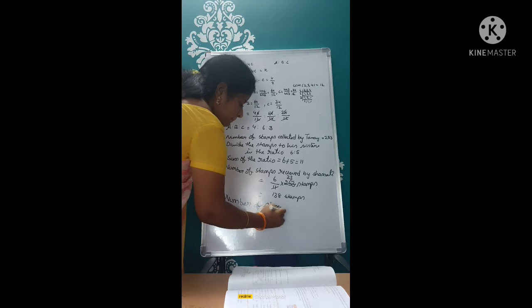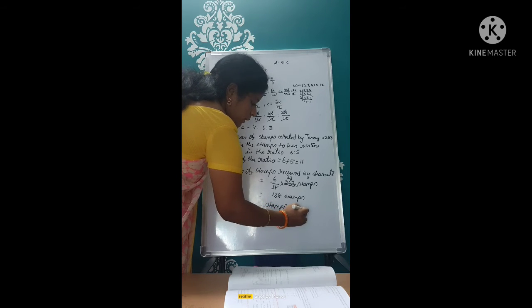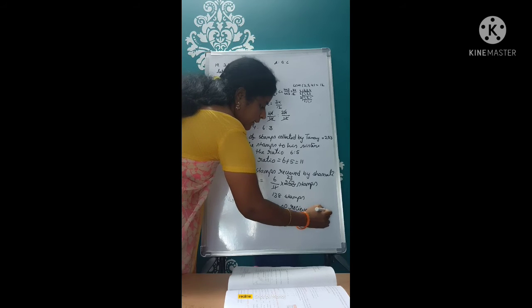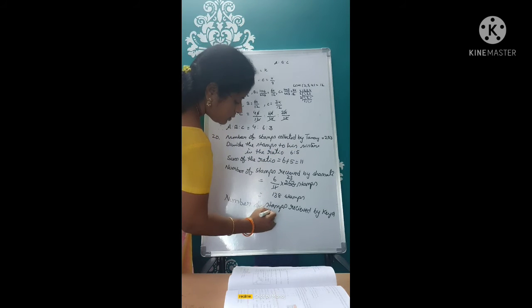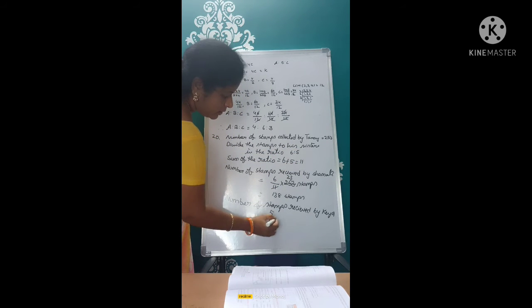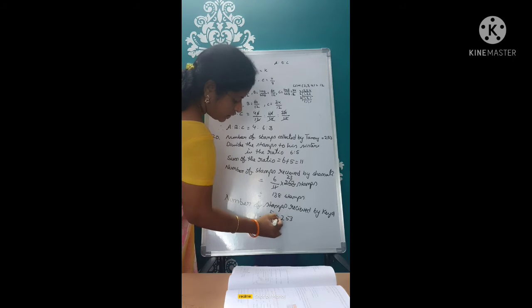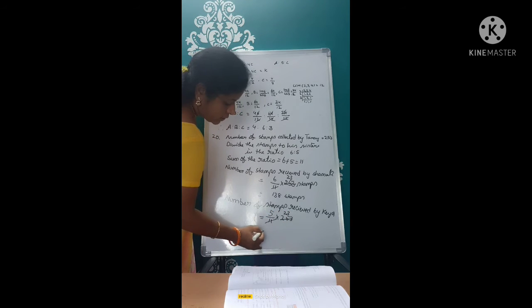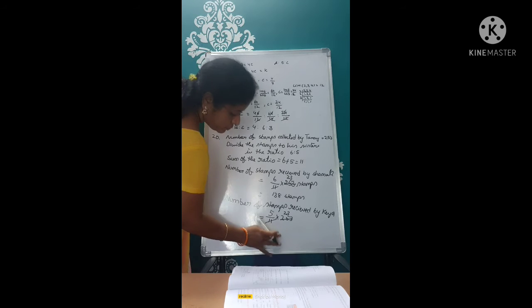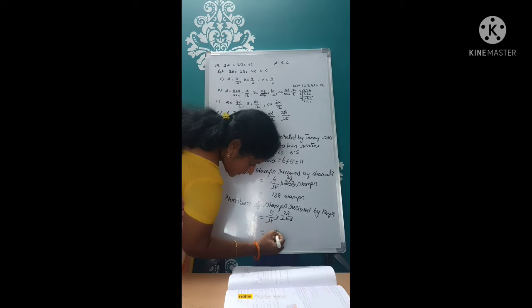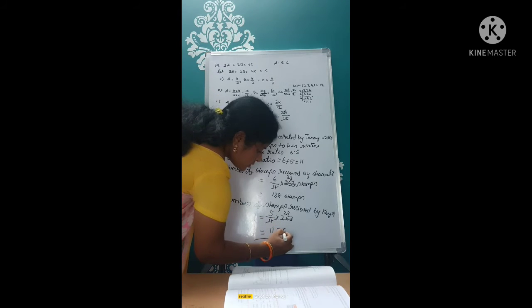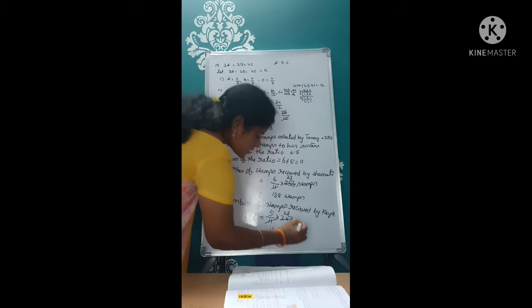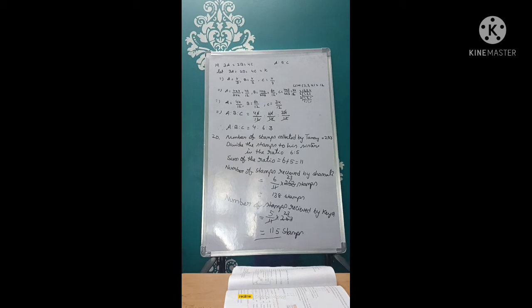Okay, so number of stamps received by Keya equals how much is his share? 5 parts out of 11 into 253. So 23 times 5: 3 5s are 15, 5 2s are 10 plus 1, 115 stamps. 115 stamps received by Keya, 138 stamps received by Shamali.